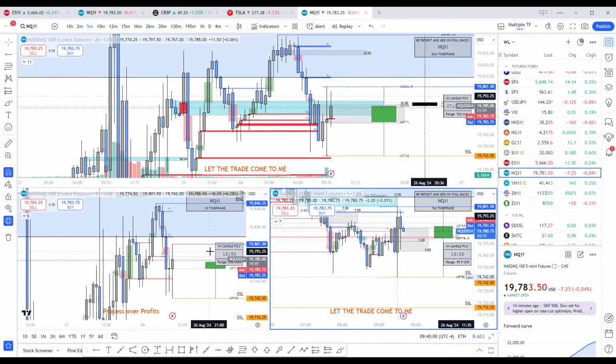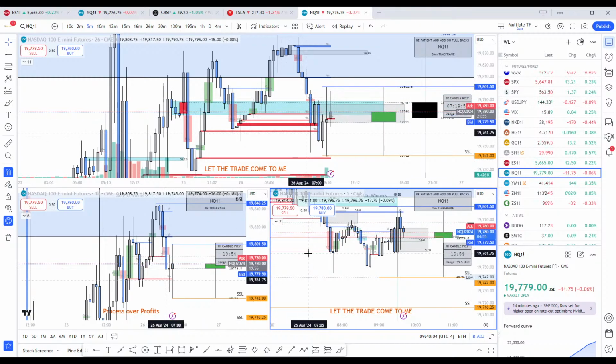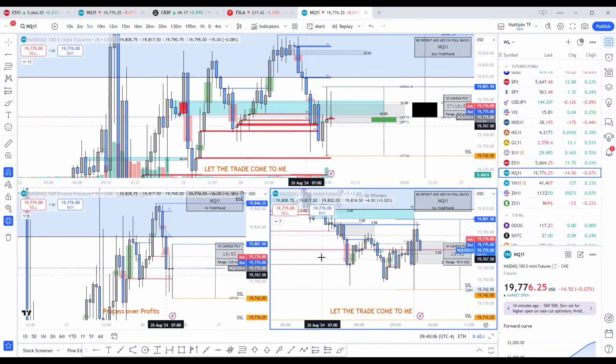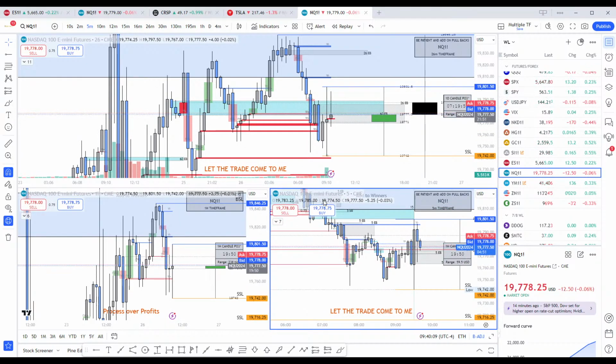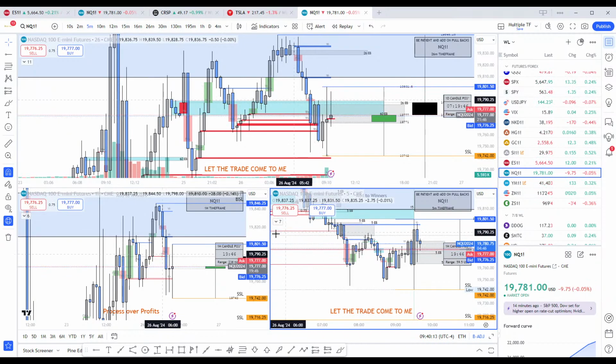My main focus this week is just to take the most solid A+ setups and increase my size and just hold strong. Stick to the process. Nothing else matters but the process. And that will lead us to the promised land.